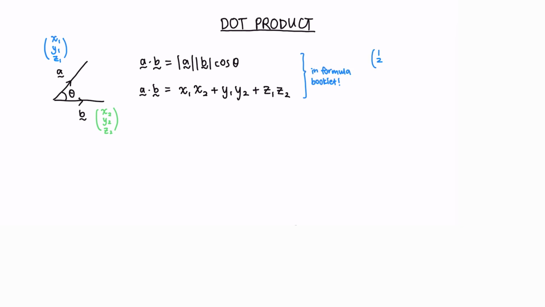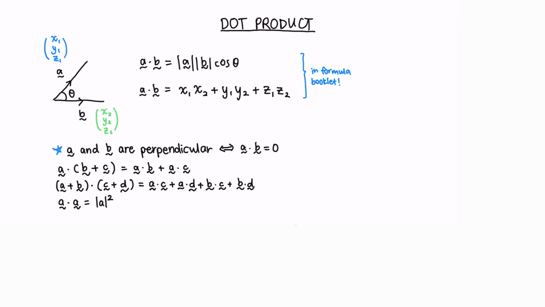What's the dot product of (1, 2, 4) and (0, 4, -1)? This will be 1 times 0 plus 2 times 4 plus 4 times negative 1, which will get us 4. Now there are a few properties of the dot product that I want you to know.